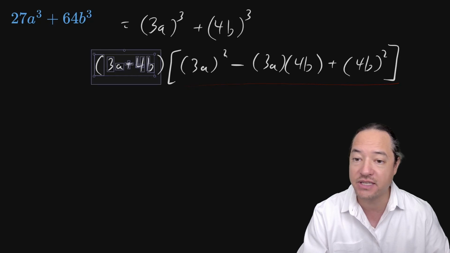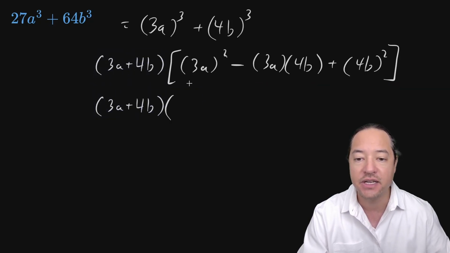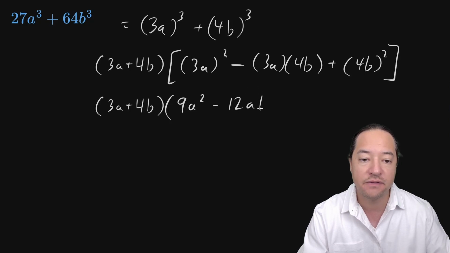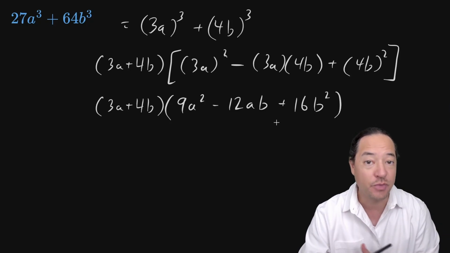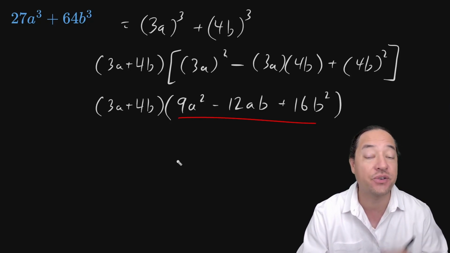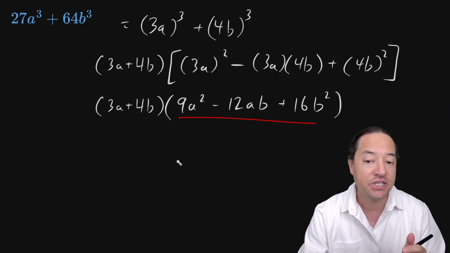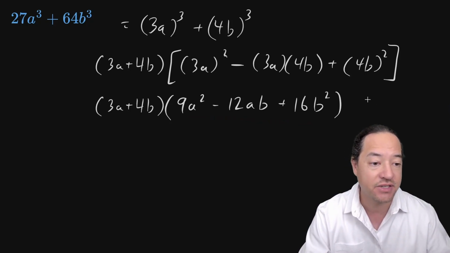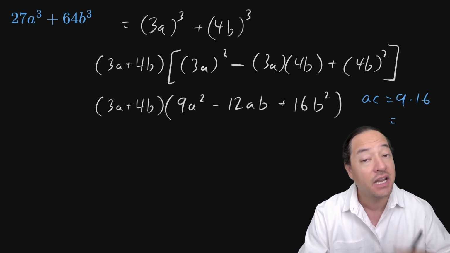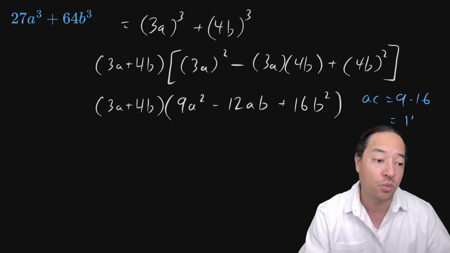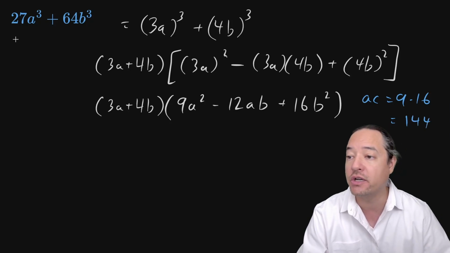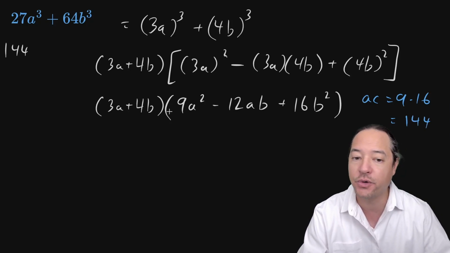So this first factor is the same, okay, so that's fine. And then in here, this will become 9a squared, minus 12ab, plus 16b squared. That should be it. Now the question here is, can we factor this any further? We could use the AC method again here, okay? In this case, AC would equal 9 times 16. If you do the math, 9 times 16 gives you 144. So we could try to find all the factors of 144 that add up to give us negative 12.